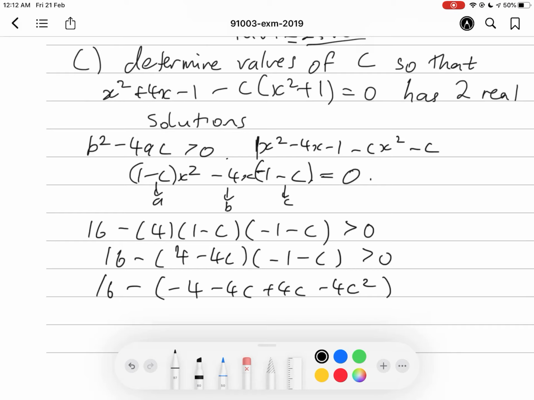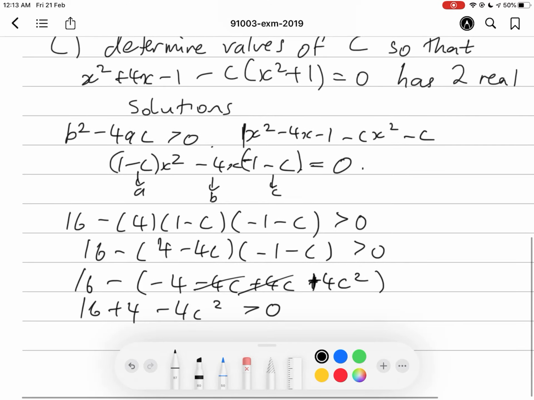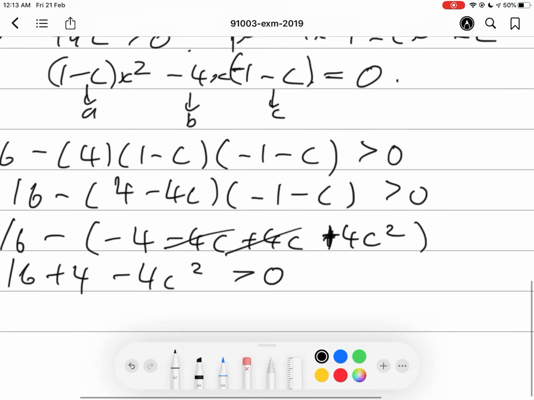I believe, so let me double check. Oh no, yeah, that's positive 4c squared, sorry, my bad. And that's positive 4c, positive 4c. Yeah, so this and this will cancel out. So 16 minus 4 is plus 4, and minus 4c squared is greater than 0. So therefore, if we solve this equation, we'll get that c is equal to negative root 5 or root 5.